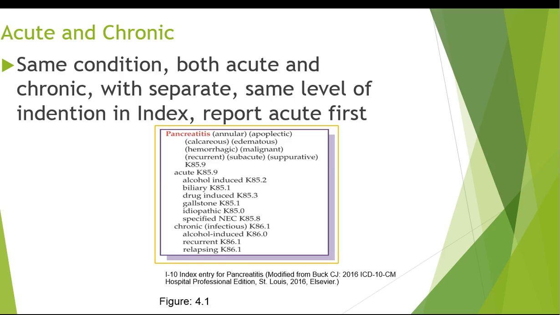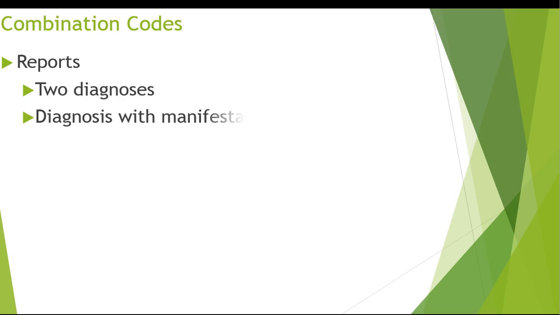Acute and chronic conditions. When acute and chronic conditions both exist and the index contains separate entries for both, you want to use both codes, but you're always going to sequence the acute condition first. We see that with acute on chronic kidney disease. So you would code both conditions, with the acute condition being sequenced first.